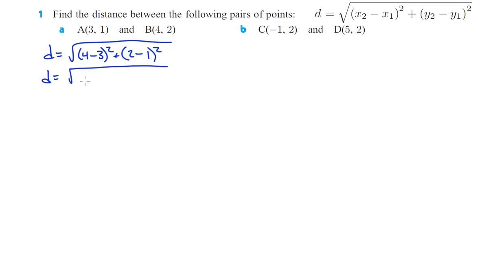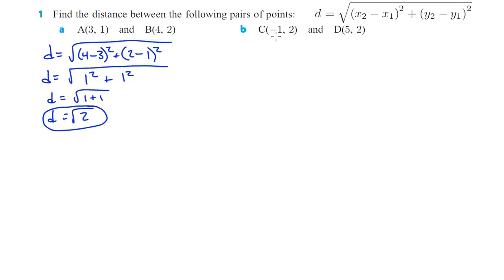So 4 minus 3 is 1, so that's 1 squared. 2 minus 1 is also 1 squared. So the distance is going to be 1 squared is 1, 1 squared is 1. So the distance is going to be the square root of 2 for those 2 points. All right? And you can just leave it in root form, that's just fine. If that's not satisfying enough, you can always take your calculator out and square root it.